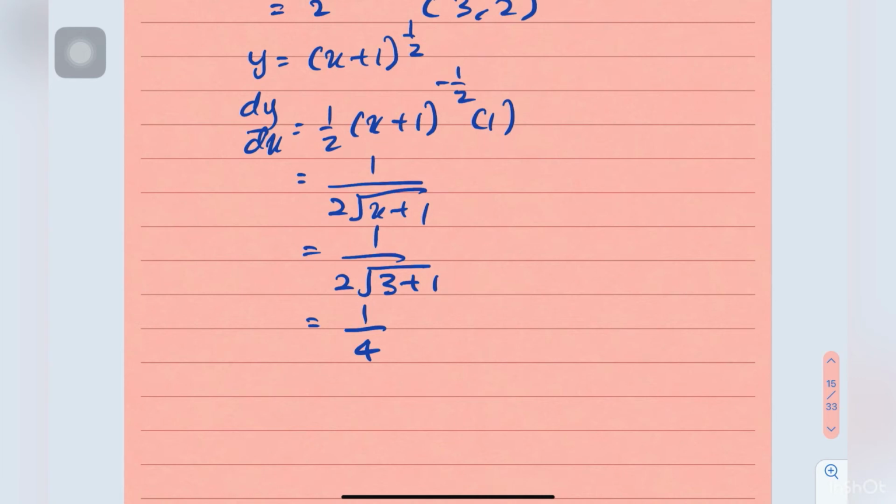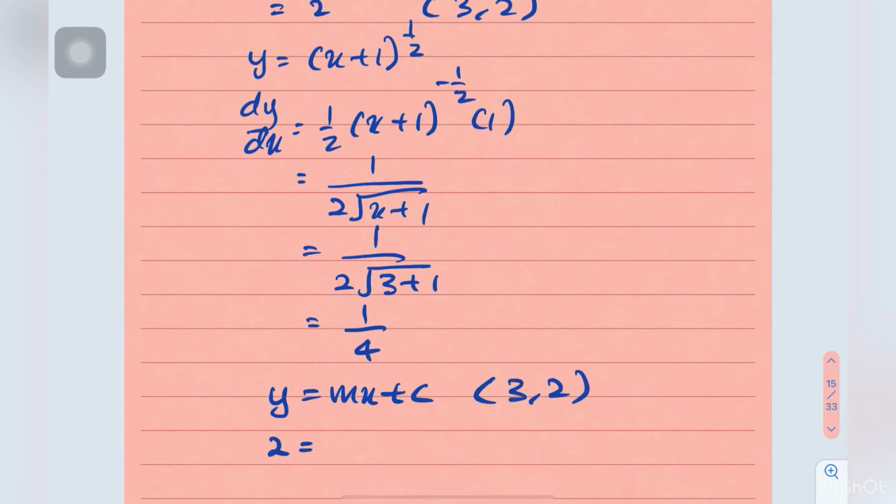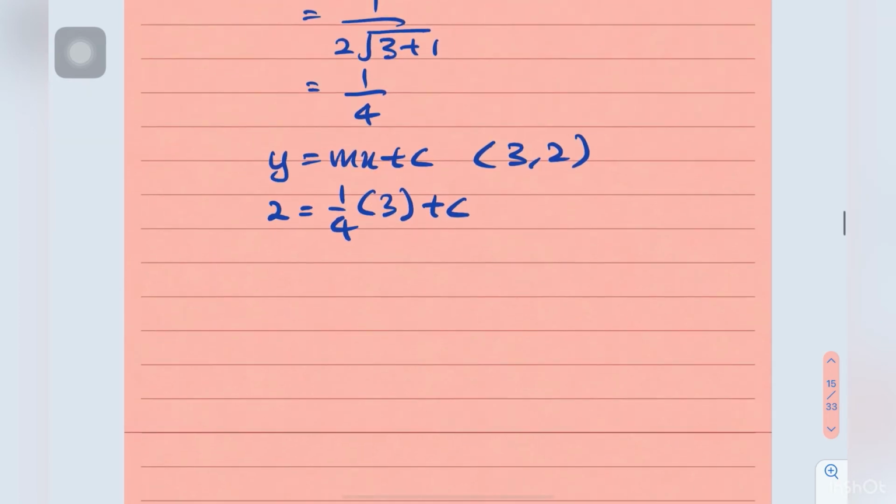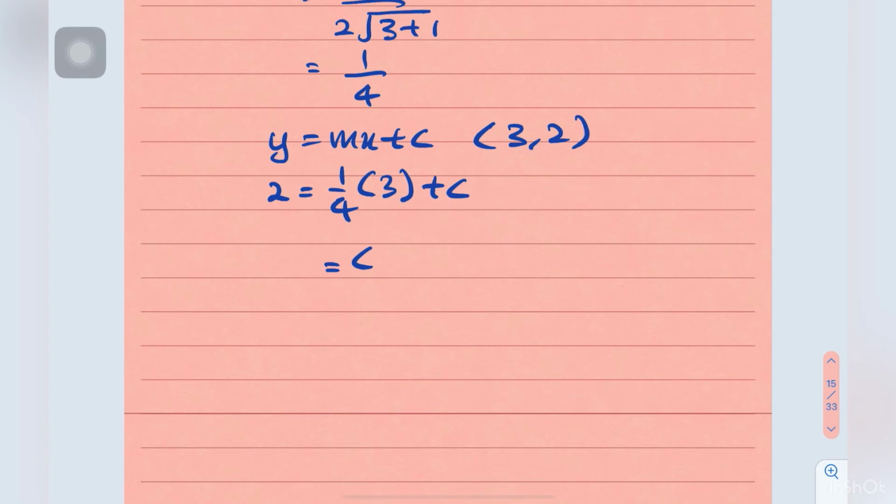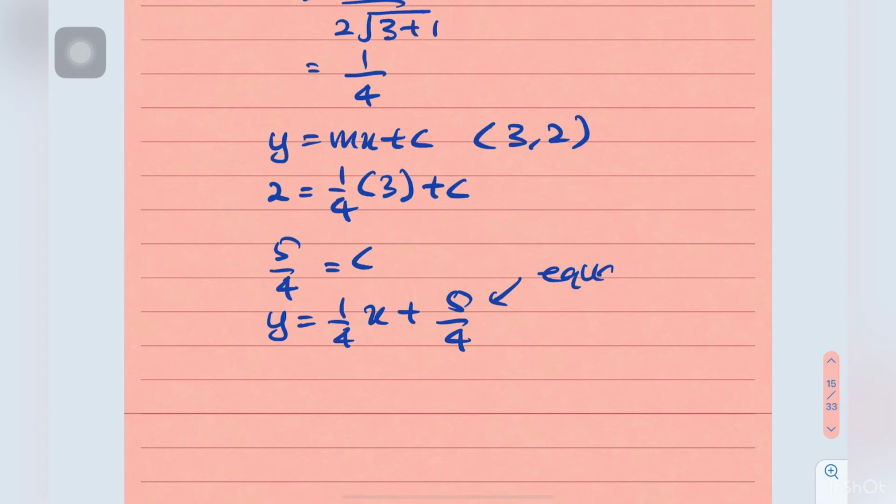So we substitute into y equals mx plus c. We have the coordinate just now, (3, 2). So y is 2, m is 1 over 4, x is 3, plus c. So then c is 2 minus 3 over 4. Okay, 2 minus 3 over 4 is 5 over 4. So then the equation of tangent is y equals 1 over 4 x plus 5 over 4. This is the equation of tangent.